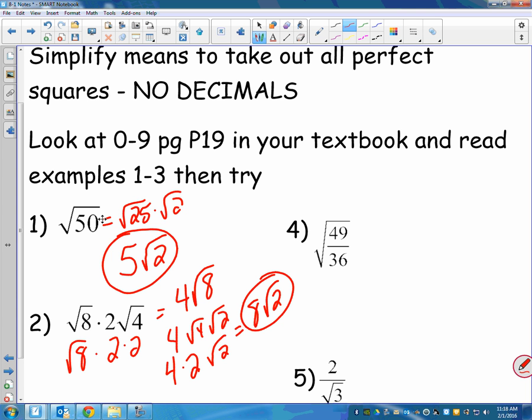Alright, what about this one? It looks scary because it's a fraction. But what do you notice about 49? Is 49 a perfect square number? What about 36? What's the square root of 49? What's the square root of 36? Oh my gosh! You think I want you to take 7 divided by 6 on your calculator? No, I want a nice answer. No decimals. I've been building you up to this, right? Our hatred of decimals.